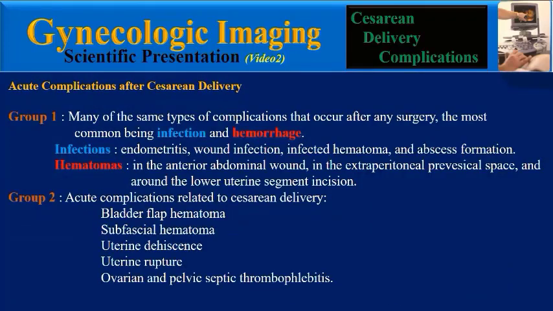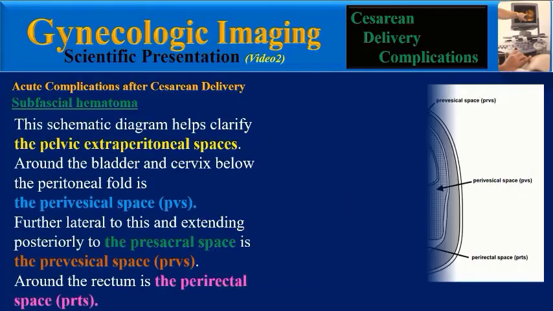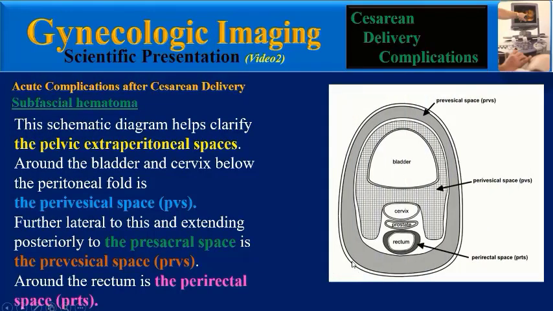The second complication is subfascial hematoma. This schematic diagram helps clarify the pelvic extraperitoneal spaces around the bladder and cervix. Below the peritoneal fold is the perivesical space. Further lateral to this and extending posteriorly is the perivesical space. Around the rectum is the perirectal space.